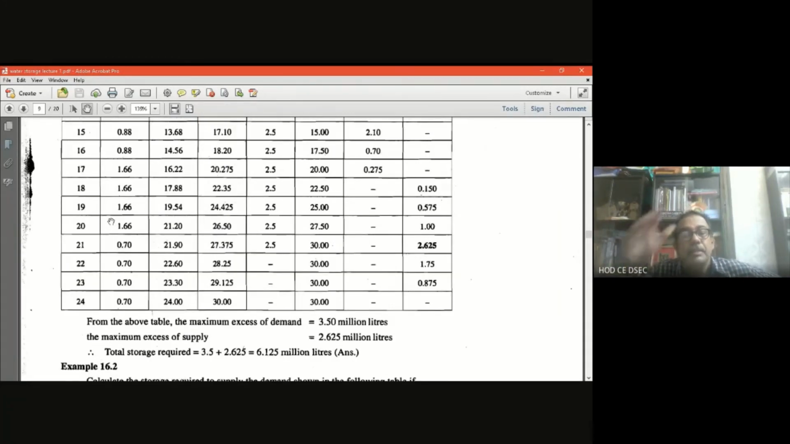That means the storage capacity will be less, because the pump is not operated throughout the time. So the supply is coming less, so you have to store less in the tank, because maximum supply plus maximum demand will give you the storage capacity. So in the second case, we get the lesser storage capacity of the tank.